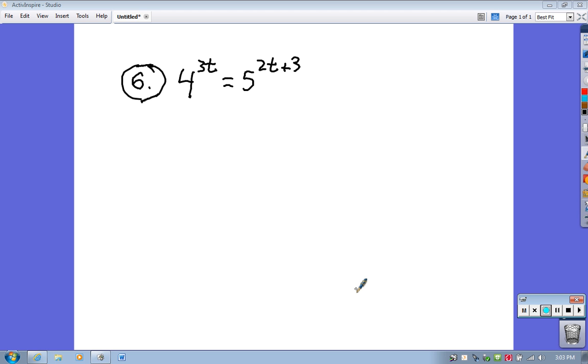This is Math 141 practice test 2, problem number 6. On this problem, we're supposed to solve for t. It's a little tricky of a problem. There's a lot of technique here. I have these different bases.